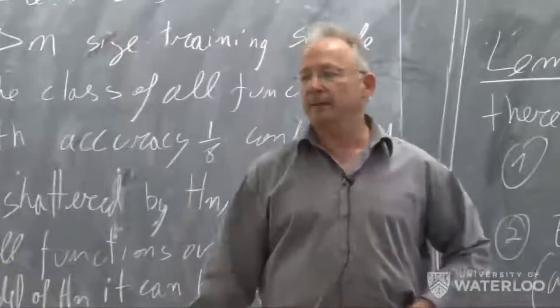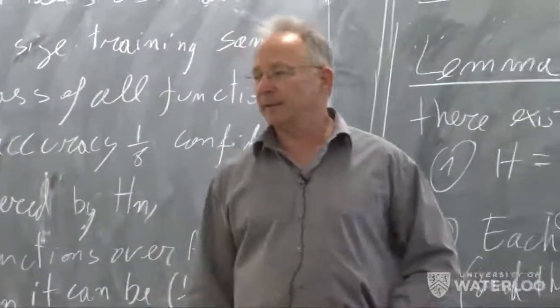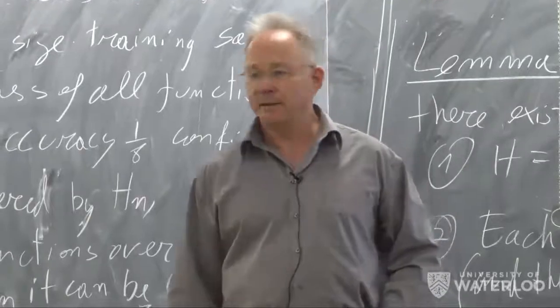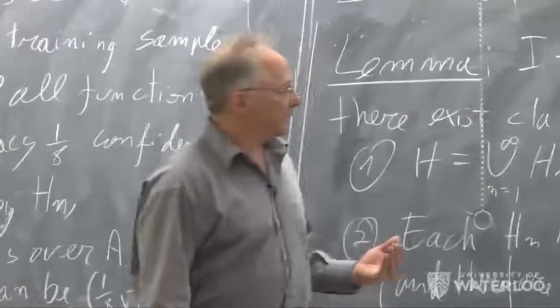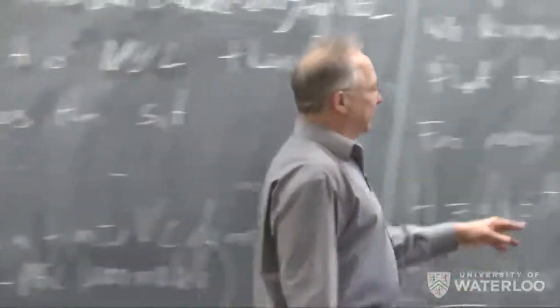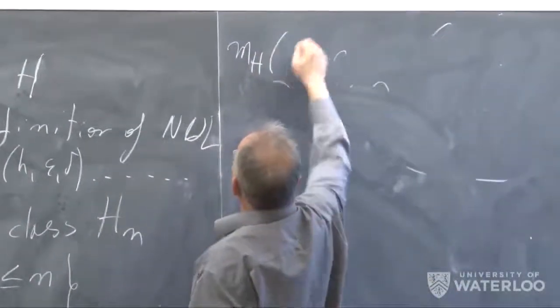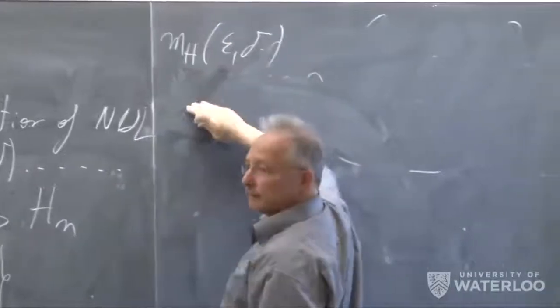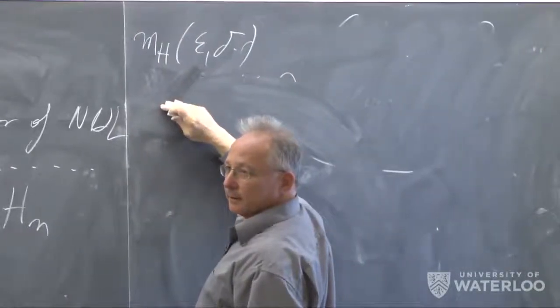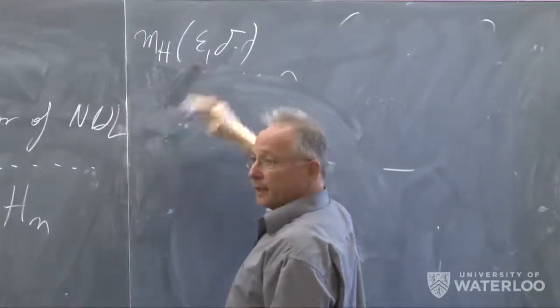Okay? Yes? Why did you say that the mH is not bounded? Isn't it bounded by n? Well, what does it mean bounded? I mean, you see mH is a function of epsilon and delta. So as epsilon and delta go down, mH goes to infinity.